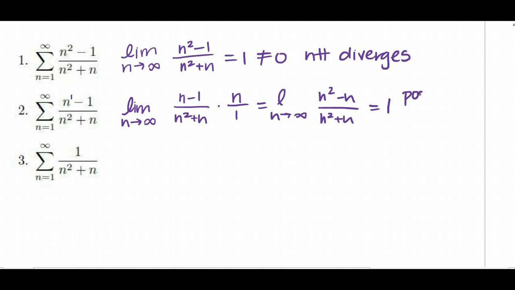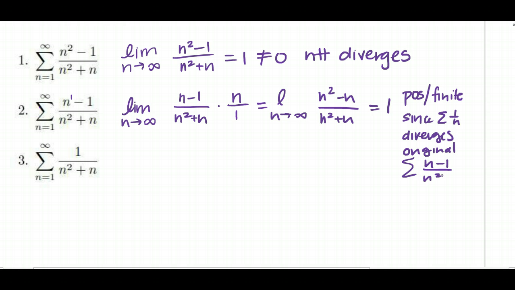And now we have to remember the conclusion of this test. The limit comparison test says if this is positive and finite, which it is, then these two series behave the same way. So positive and finite. So since the sum of 1 over n, which I compared it to, diverges, the original series, n minus 1 over n squared plus n, must also diverge.